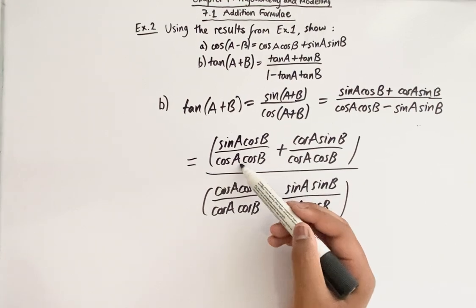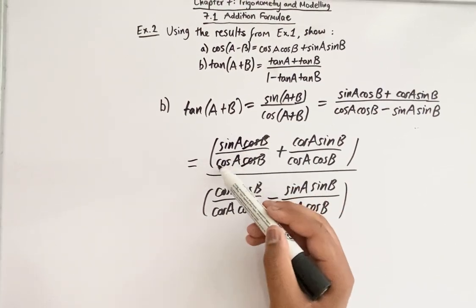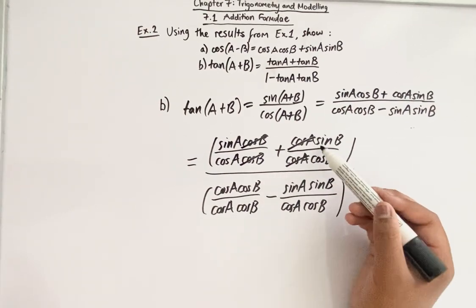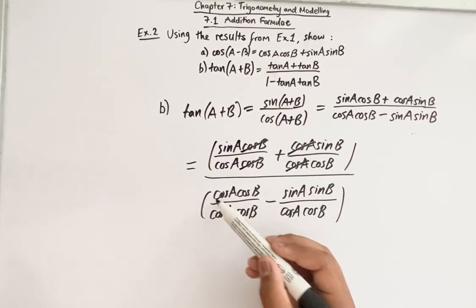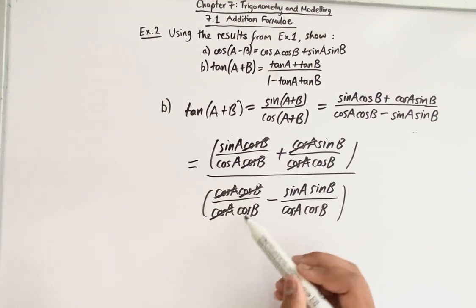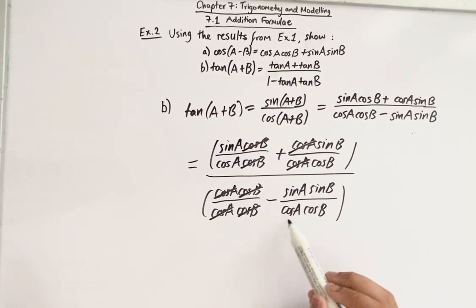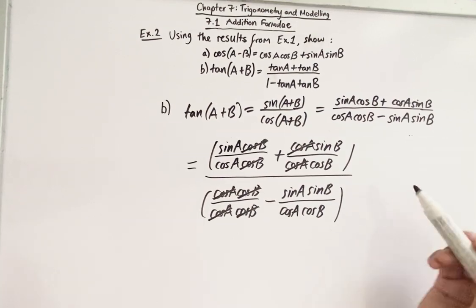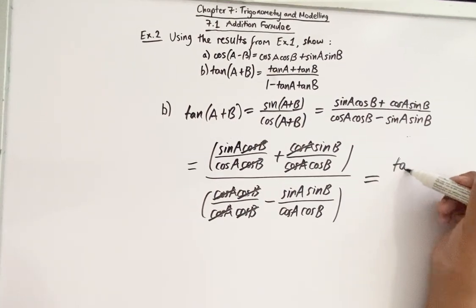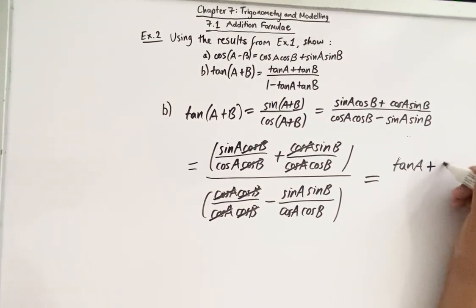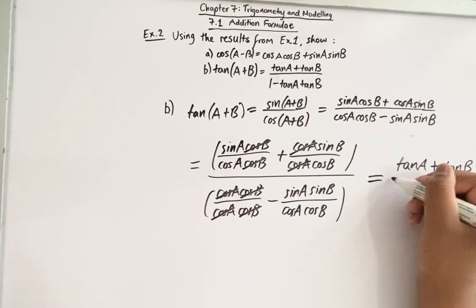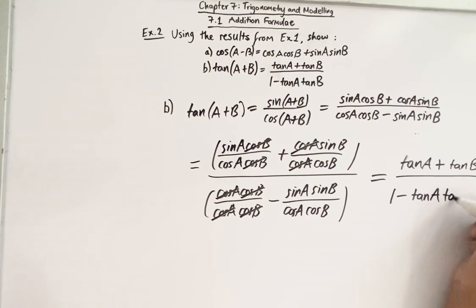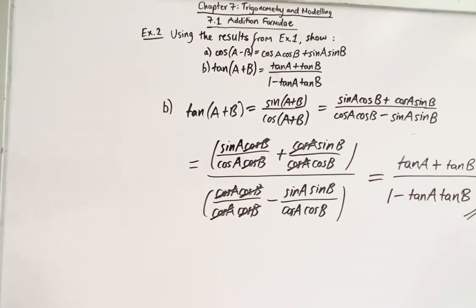We can see here that the cos b's will cancel out and we get sine a over cos a, which is just tan a. Here we can see the cos a's cancel out and we get sine b over cos b, which is tan b. The cos a's cancel here and the cos b's cancel here, and we get sine a over cos a, which is tan a, multiplied by sine b over cos b, which is tan b. And so we get tan a plus tan b over 1 minus tan a tan b as required.